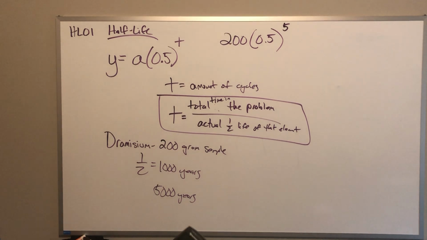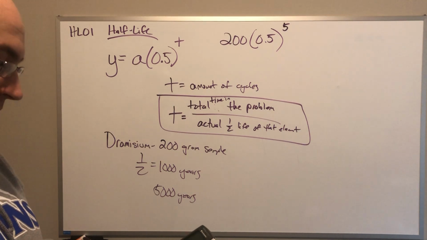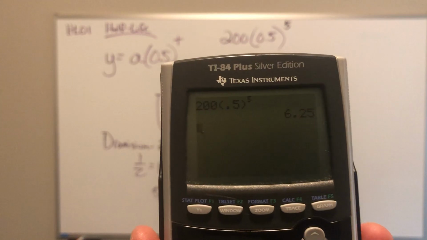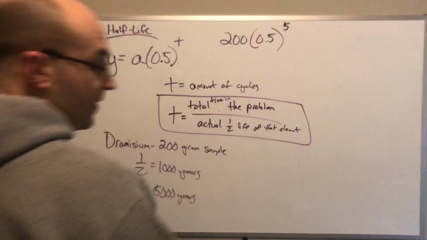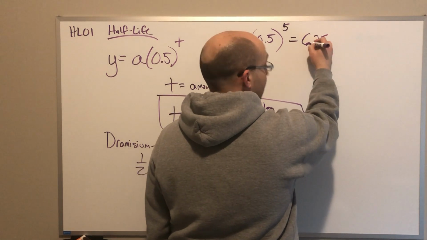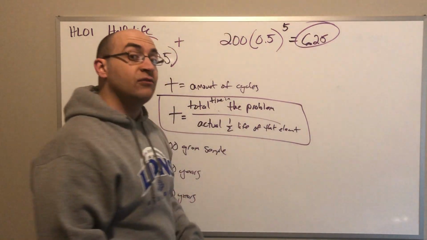Now, you certainly could do this without using the calculator, but it's going to get a little bit crazy after a while. So after 5 cycles, I'm going to be left with 6.25. He's really tearing that apart. Wow, that's pretty impressive, actually. 6.25 grams is what we're left with.